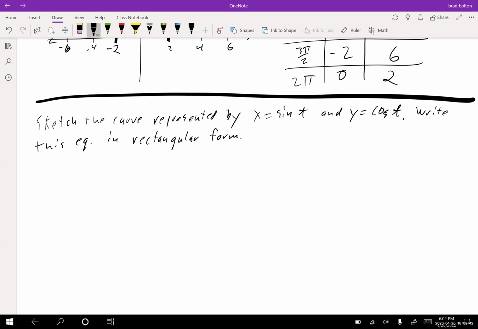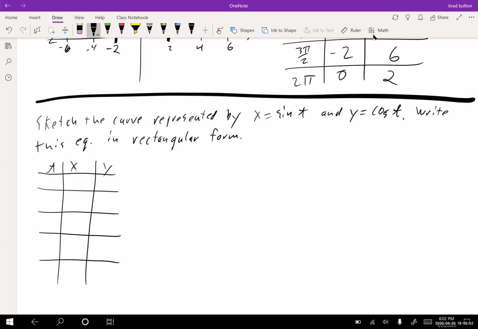Okay, so if we were to make our table, we've got t, we've got x, we've got y. And we're going to do 0, pi halves, pi, 3 pi halves. And these are kind of standard. Again, if you need different ones, you can use different ones. And let's fill in the table for this. So plug 0 in. You guys go ahead and pause it and fill in the table. I'll complete it while you're doing it.